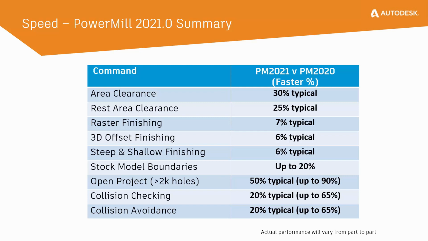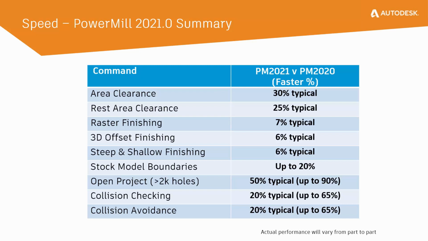If we look at our finishing strategies, so raster finishing, 3D offset finishing, steep and shallow, and others, we're typically seeing a speed up of around 5 to 10%. So not quite so big, but still a speed up, and that's fantastic too. If you use stock models to calculate boundaries to limit your rest machining, then you'll be pleased to hear that this area of our code has also been improved by around 20% typically.